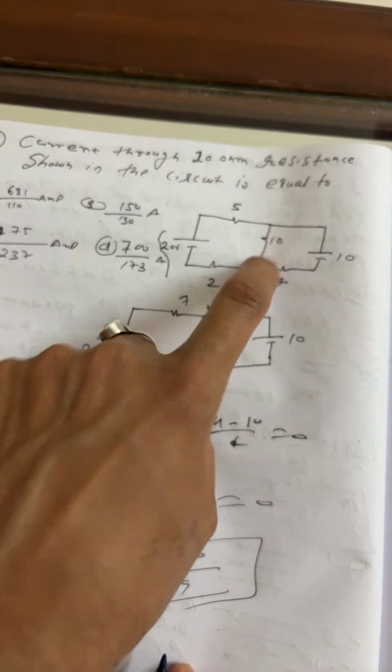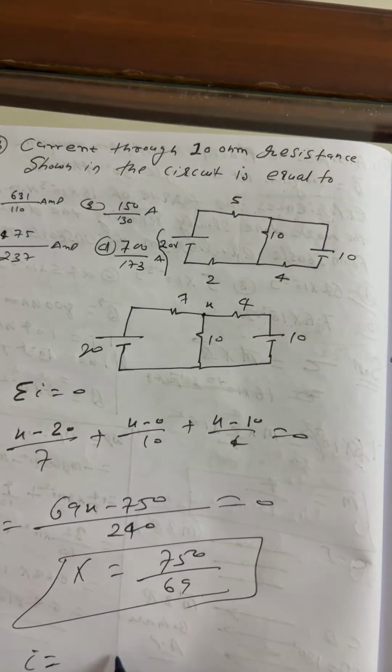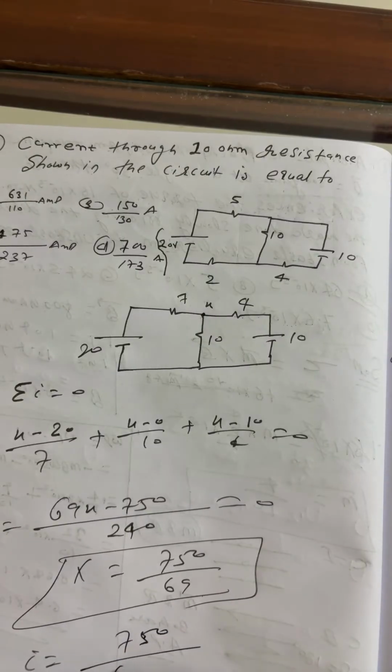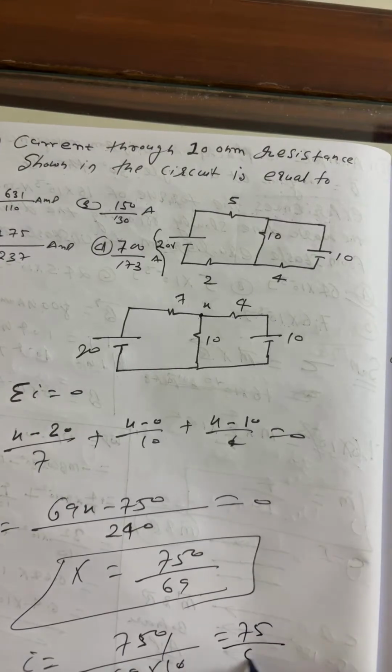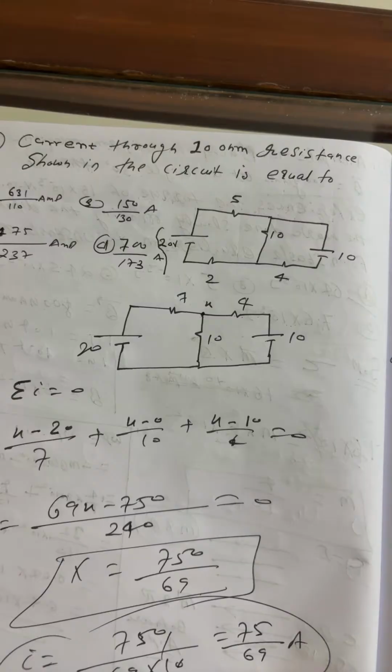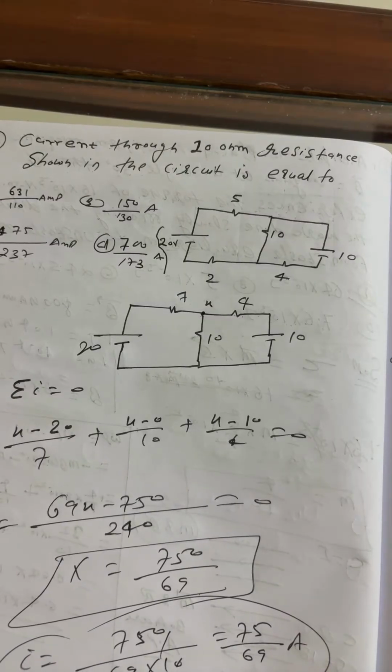Now we have to find the current over here. What is current? V by R. So this is V itself. 750 by 69 into 10, cancel here. So you can say 75 by 69 ampere. This is the answer for this question.